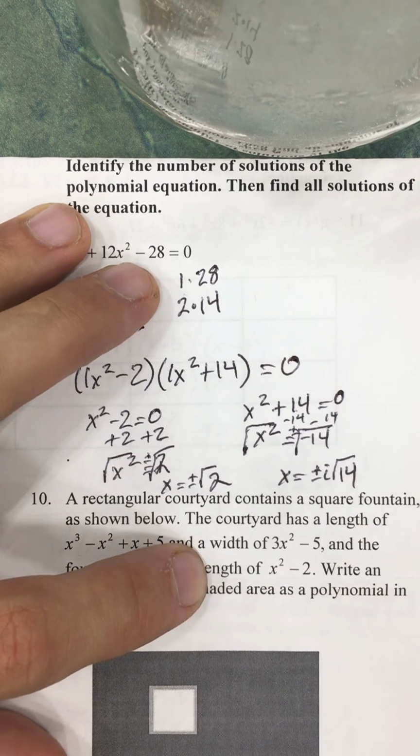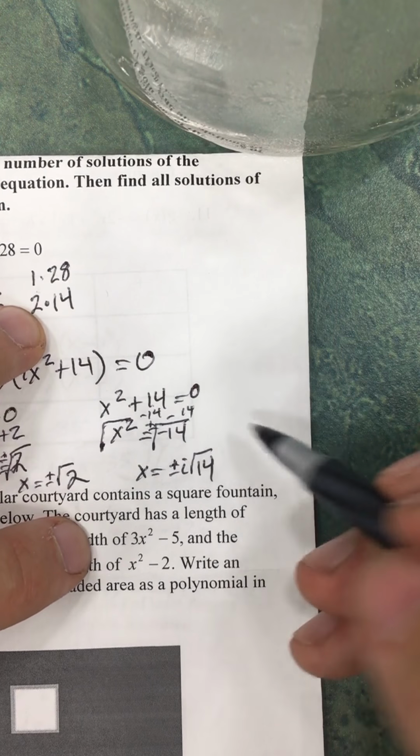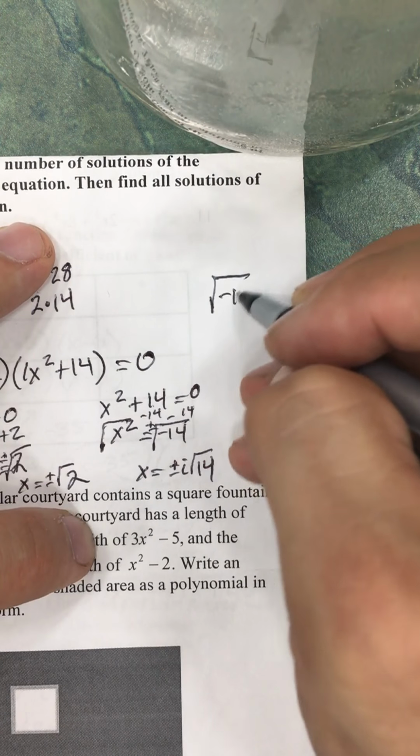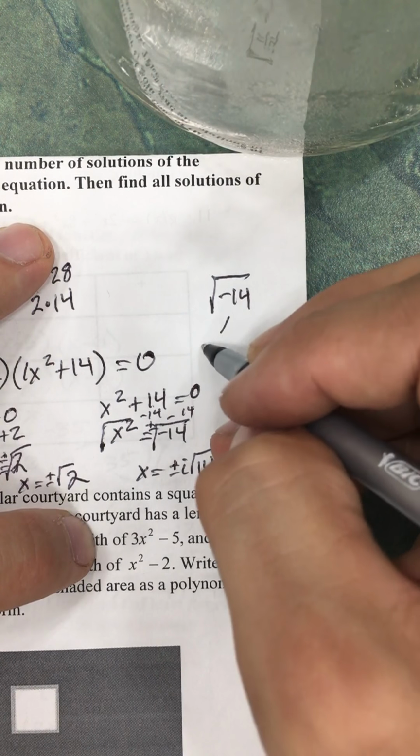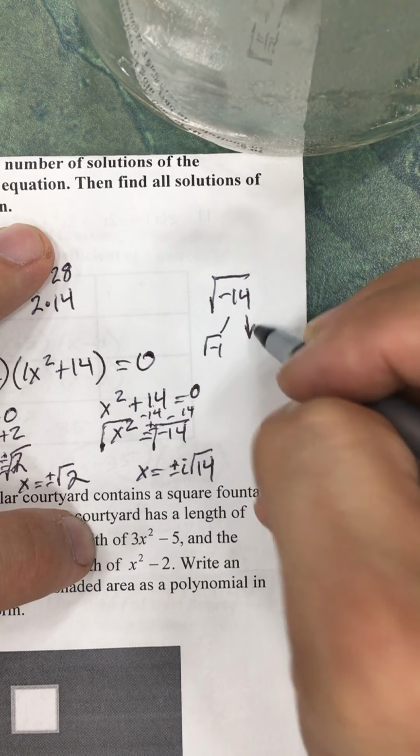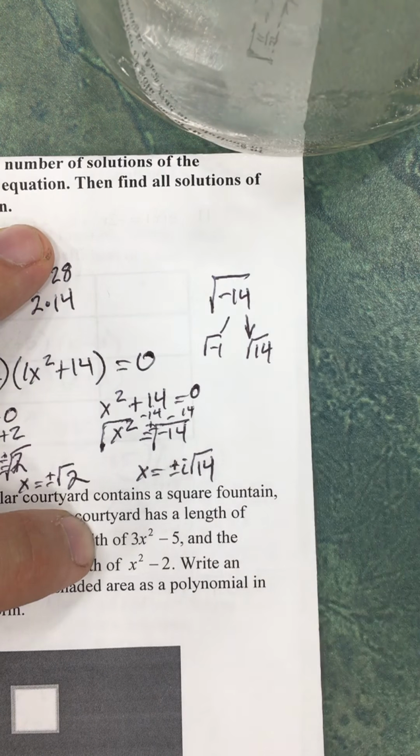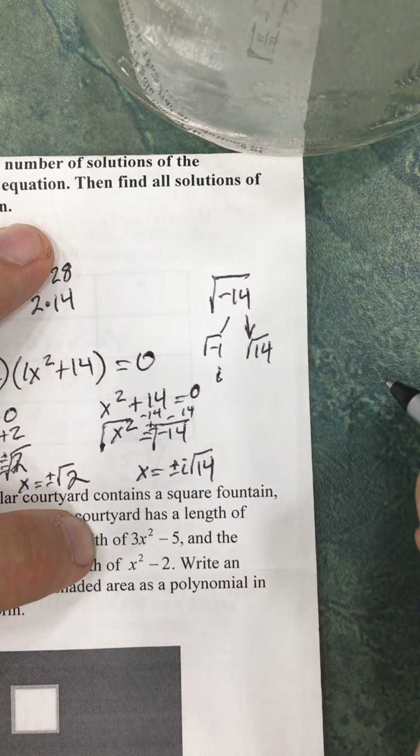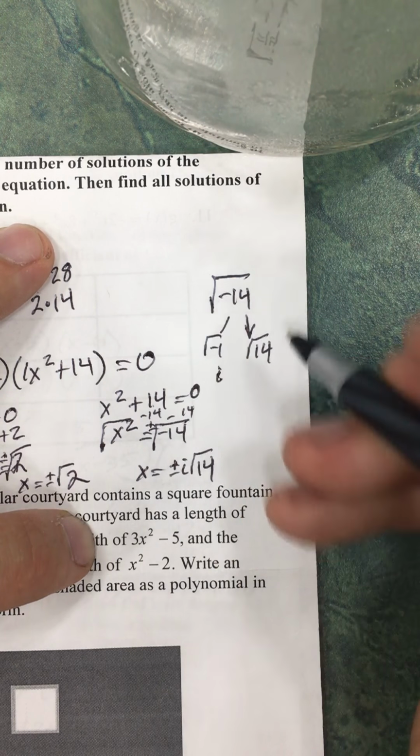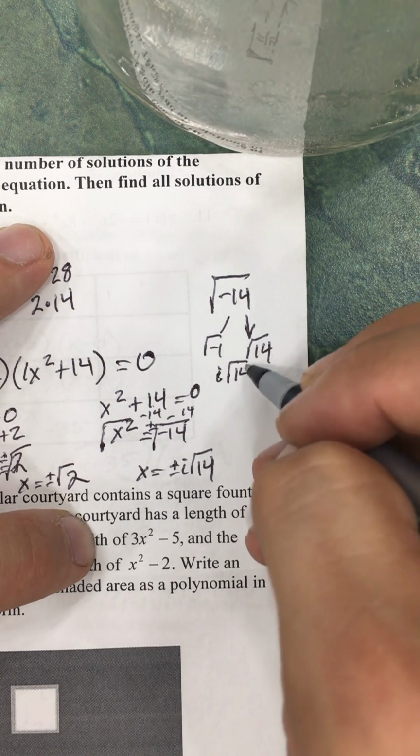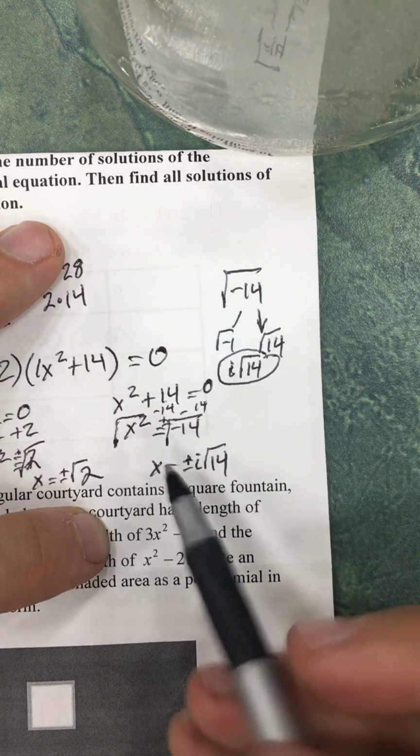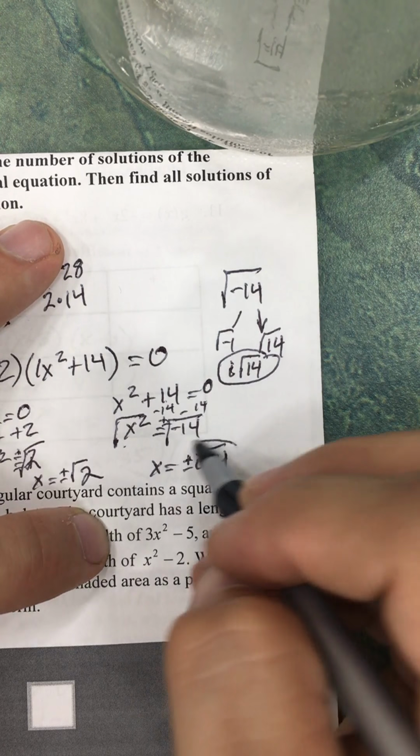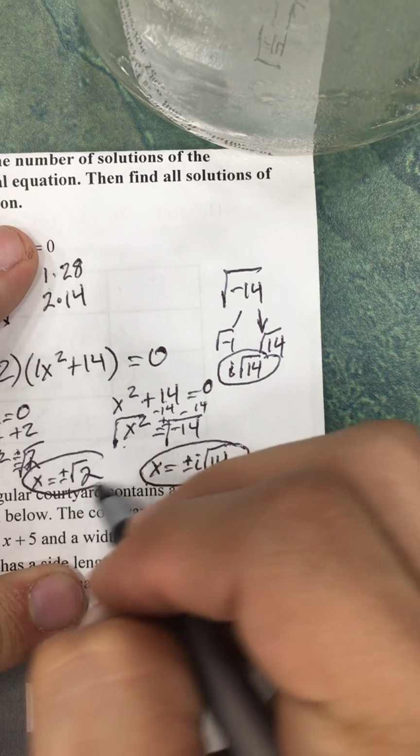The rationale for that is that negative 14 can be broken up into negative 1 times 14, and hopefully you've already been taught that the square root of negative 1 equals i. So that's why the square root of negative 14 equals i radical 14. And because we took the square root of both sides, that's why you get your plus or minus.